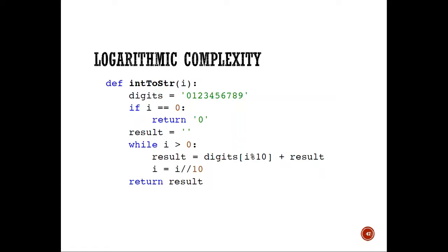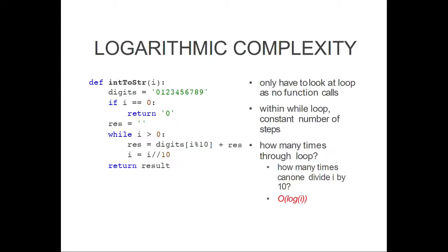This is another example of logarithmic complexity, and here we are determining the number of times that we can divide the digit by 10. So we only have to look at the loop since there are no function calls. Within the while loop, there's a constant number of steps. So how many times do we go through the loop? That is, how many times can one divide I by 10? So this again is of order log I, because every time it's reduced by a factor of 10.